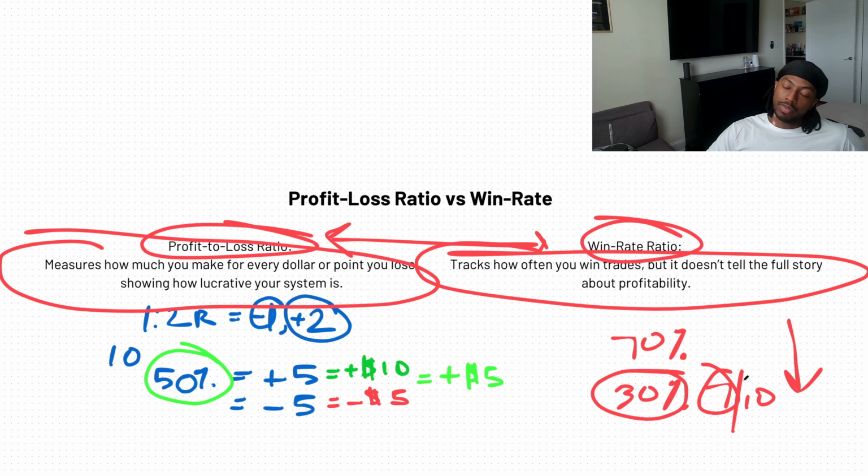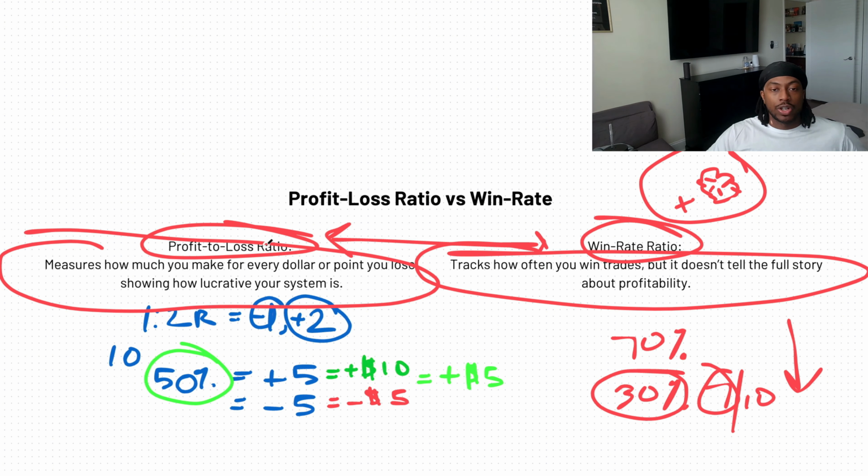Okay, so win rate can help with your psychology. This is my little brain here. Cool. So win rate can help with your psychology because, like I said, consecutive losses can really beat on your mentality. It can beat on your confidence, and it can decrease the confidence that you have in your system.